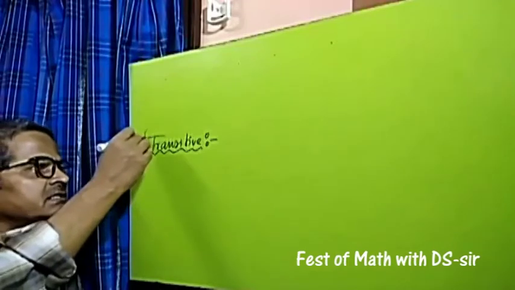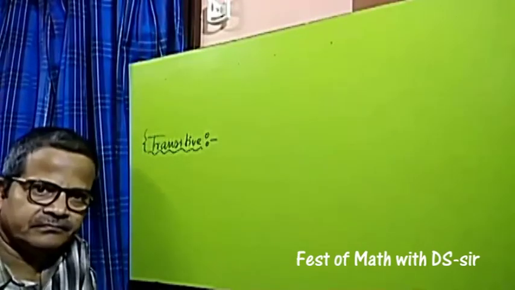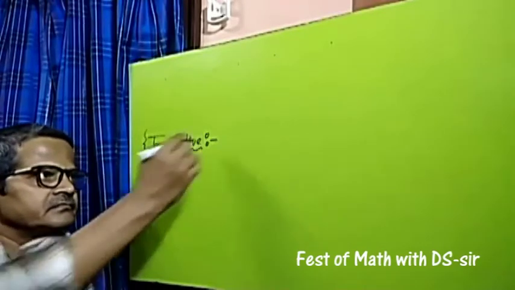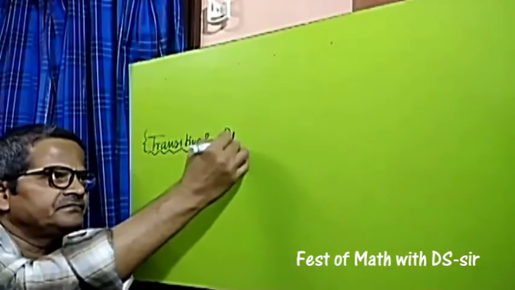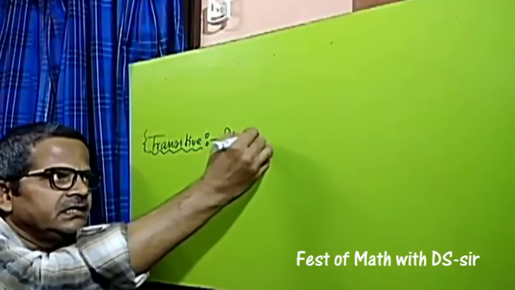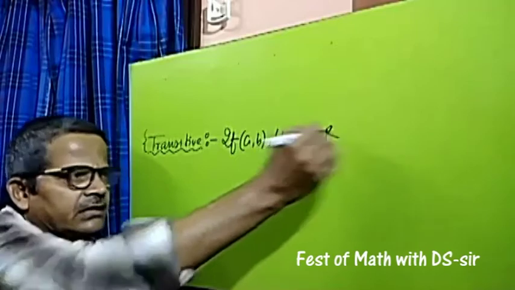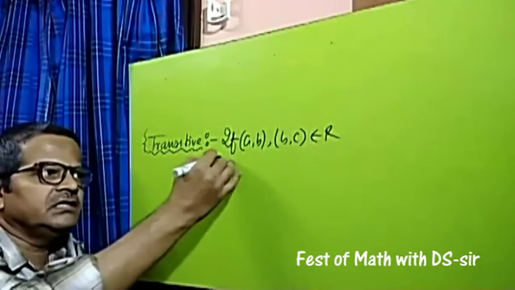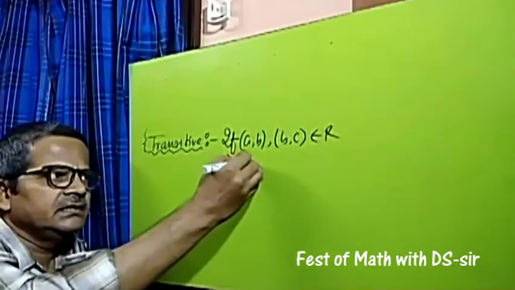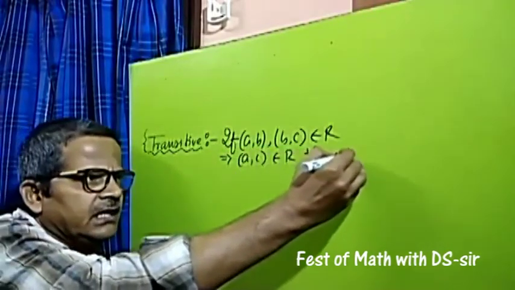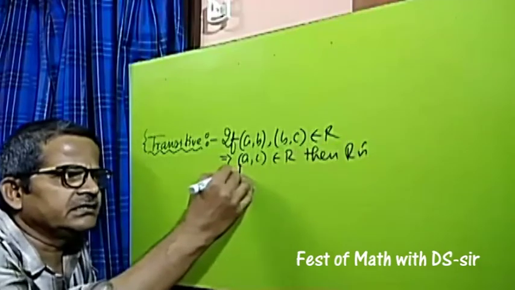Next comes the transitive relation. What is a transitive relation? Definition: if (a, b) and (b, c) belong to R implies (a, c) belongs to R, then R is transitive.